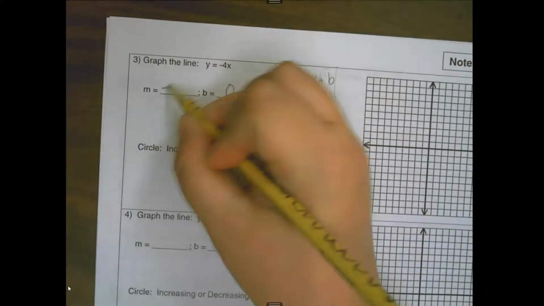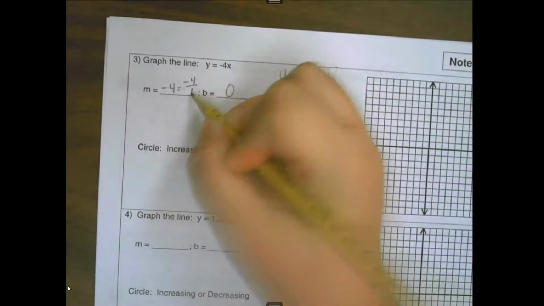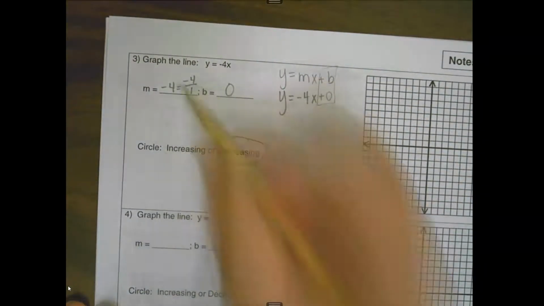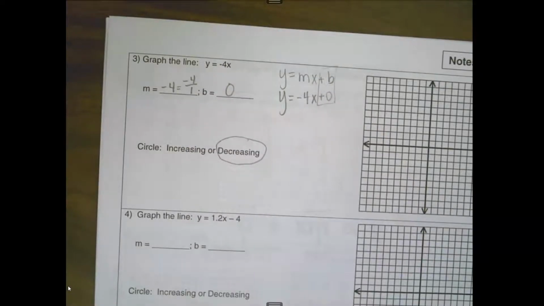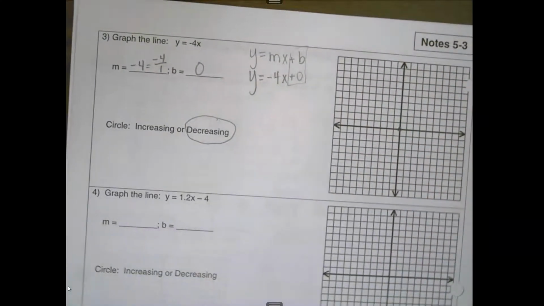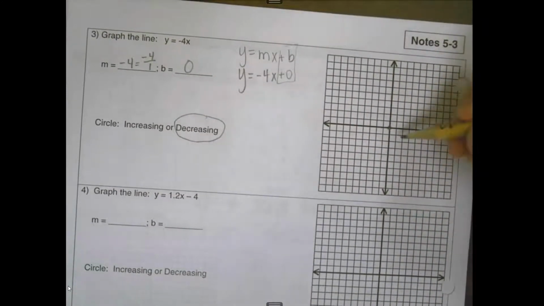My m is -4, but I'm going to go ahead and put it in fraction form also, so I have that rise and run. It's going to be a decrease because it has a negative slope. So we're going to start at 0, meaning that it's proportional, that it is a direct variation. We learned that word last year in 8th grade math.